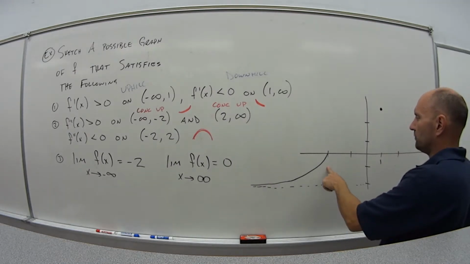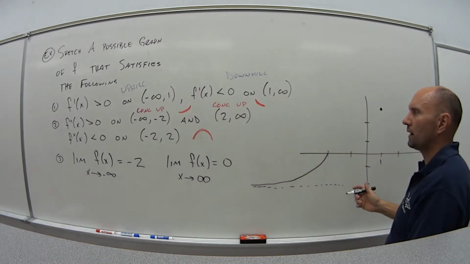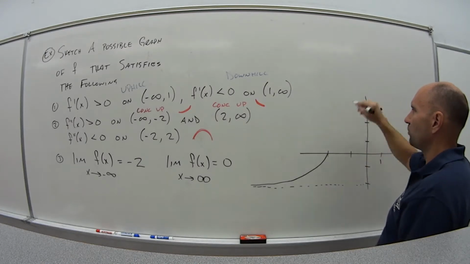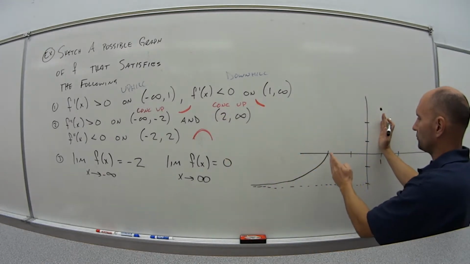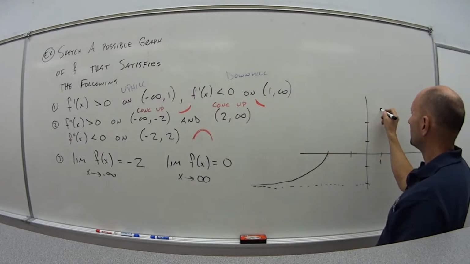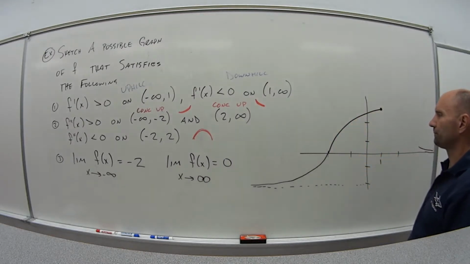Maybe it's down here, maybe it's below the x-axis, maybe it's above, I don't really know. I'm just going to make it 0. Doesn't matter. Then it changes to concave down, which means what? From negative 2 up to positive 2, so from negative 2 at least up to 1, it's like an upside down parabola, so that's got to look like that.